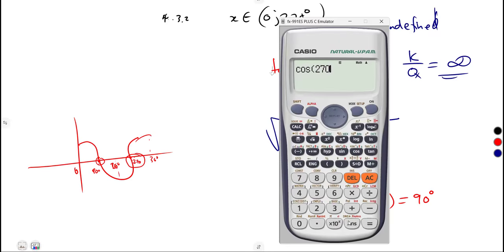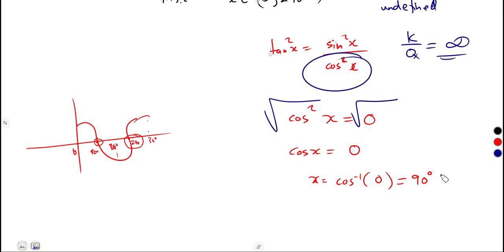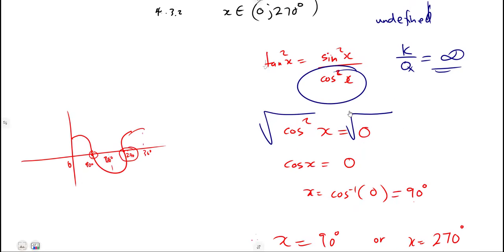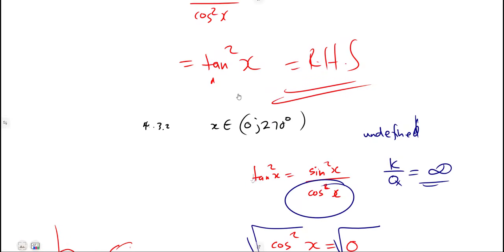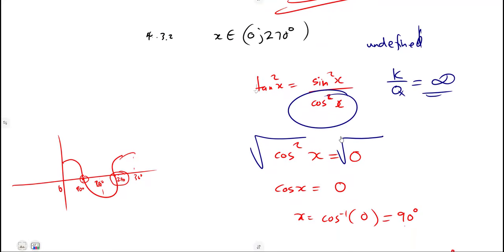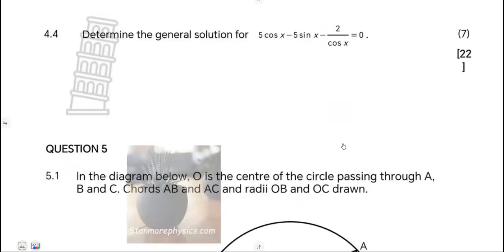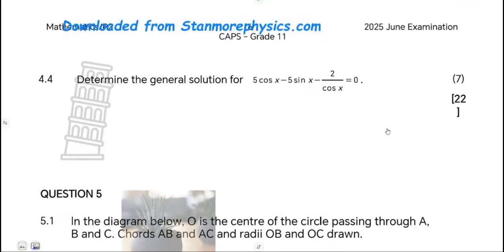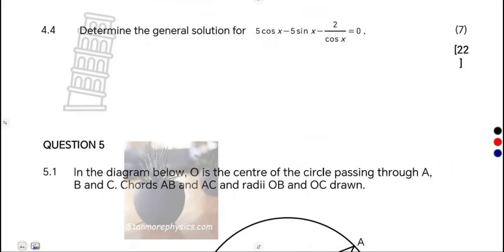The cos of 270 degrees is what? Is a 0. So meaning to say, therefore, our x can be what? 90 degrees, or what? X is equal to 270 degrees. So you take from the final answer that you have proved from the tan of x. So you work with the denominator, which is the cos, not sine. So if you check the memo, they just made an error using the sine of x. You must work with the cos of x, all right? The denominator from the final answer, all right? So that was it on that part. Then 4.3, we are asked to determine the general solution of this, all right?